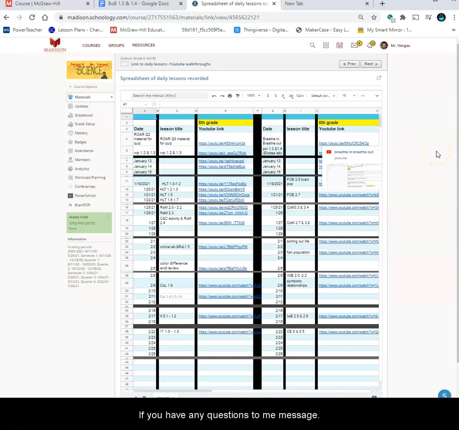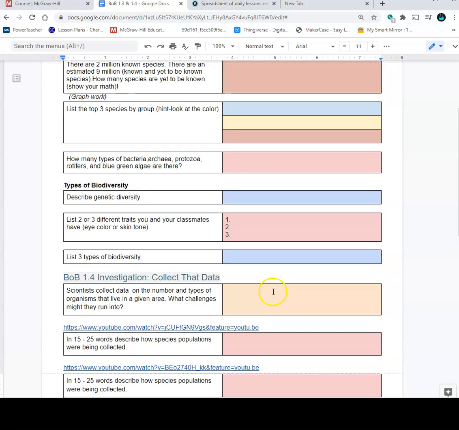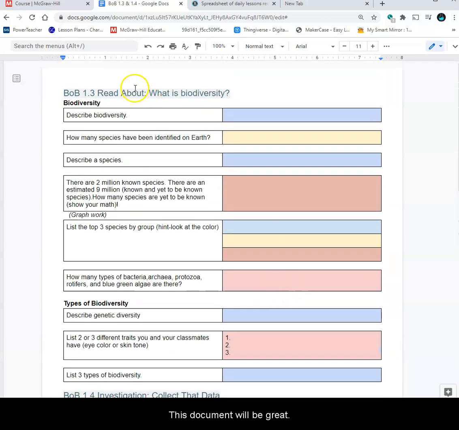If you have any questions, send me a message. And if you do get finished a little bit early, work on this, or you can do any sort of Reading Plus, any sort of Khan Academy, or any other on-task activity. And this document will be graded.